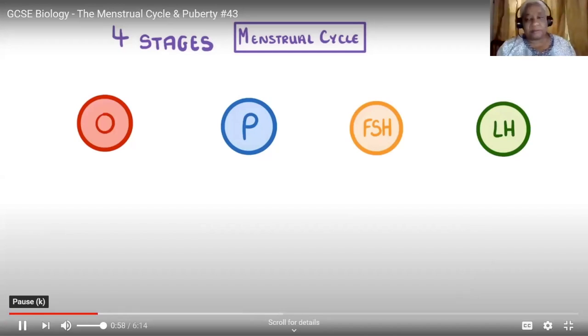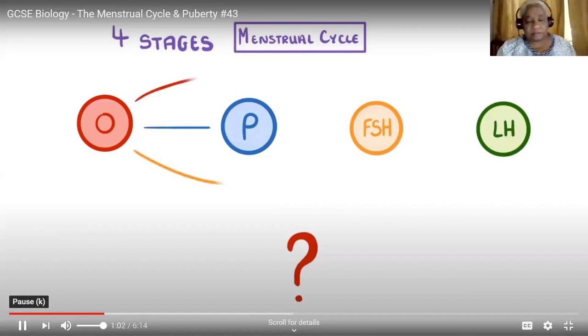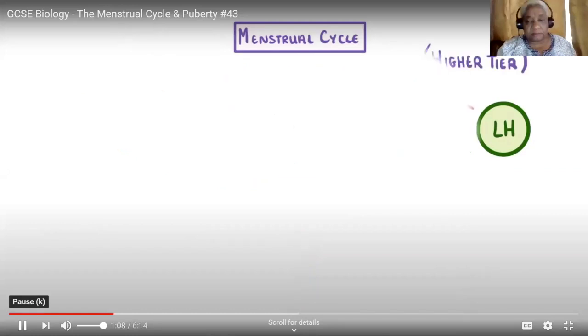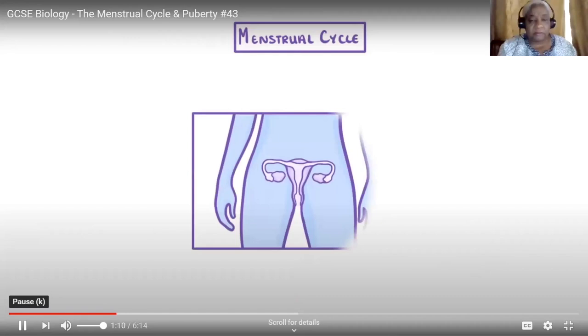We're going to briefly discuss each of those stages, then look at what each of the 4 hormones does, and then finally see how those hormones interact, which is higher tier. Higher tier means all this stuff is for the B section, the paper 3 type questions.